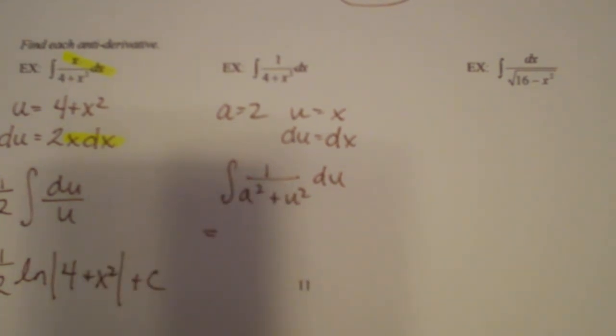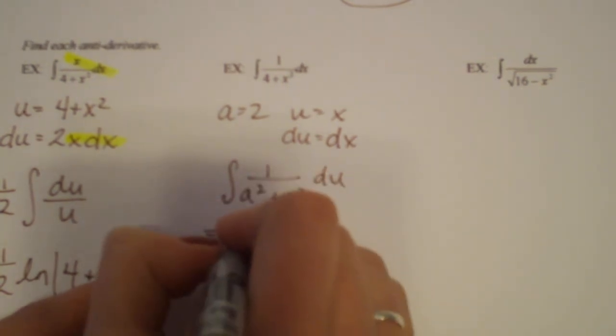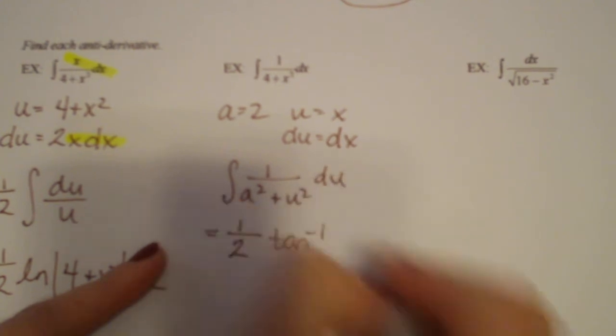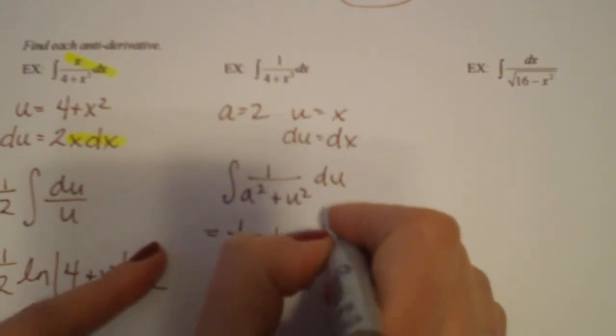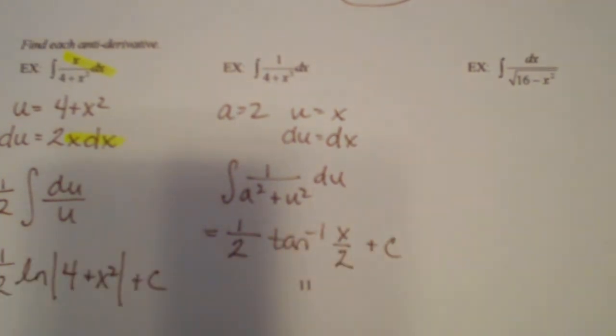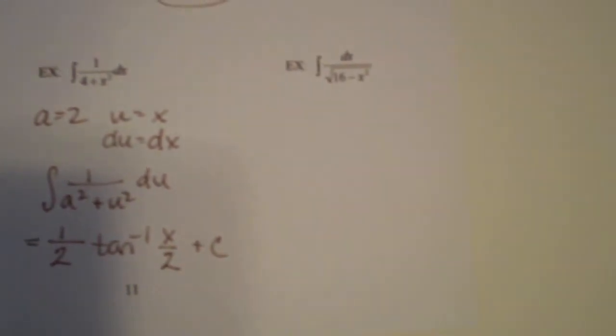If you follow along with the inverse tan formula, my answer will be 1 over a, which is 2, inverse tan u over a, which will be x over 2 plus c. And that's your answer for this question. Let's try the next one and see what happens.